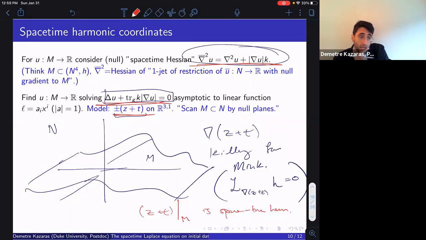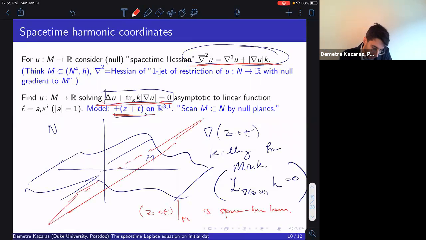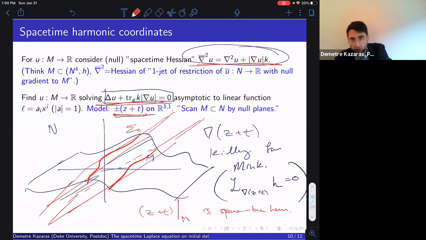Okay, so thinking ahead to what we're going to be doing, the level sets of these functions should be important. And what are the level sets? Well, we know what the level sets of z plus t look like in Minkowski space. There are these null planes. I'm drawing at a severe angle, so it's hard to see. And then the intersection of these things will be the level sets of the space-time harmonic function, which is the restriction of z plus t to M. These two t's, by the way, have different meanings. Sorry for the confusion.